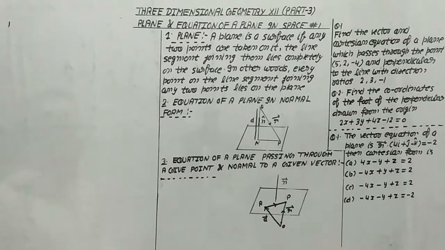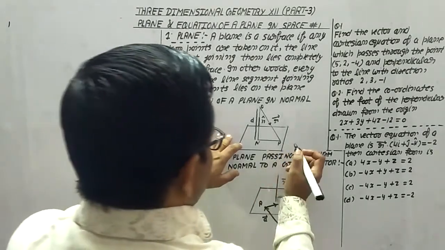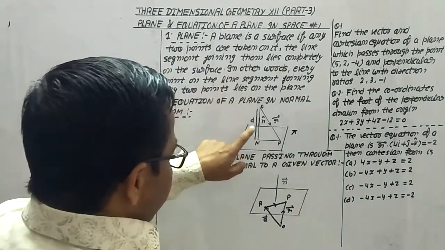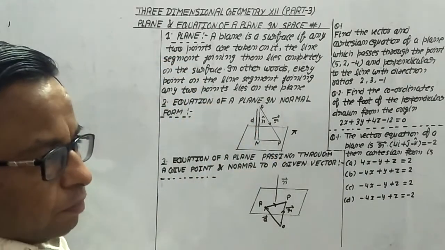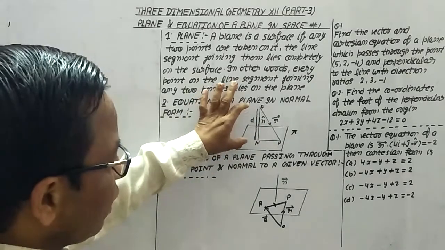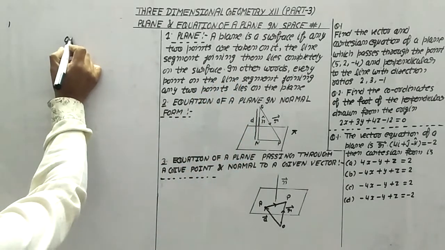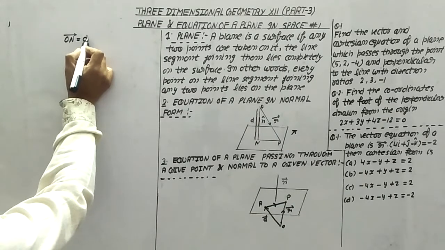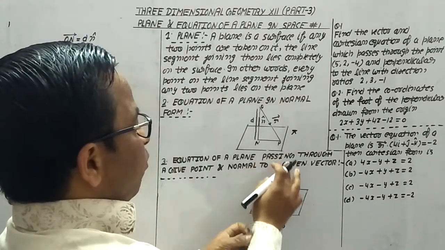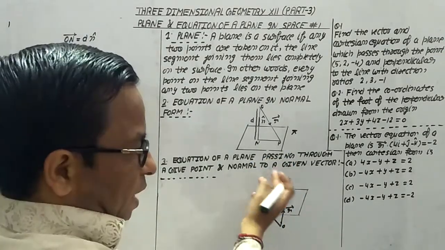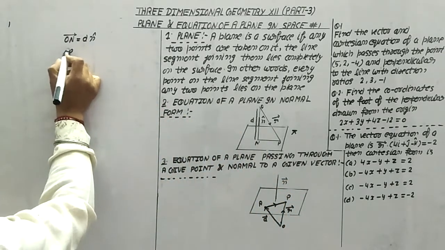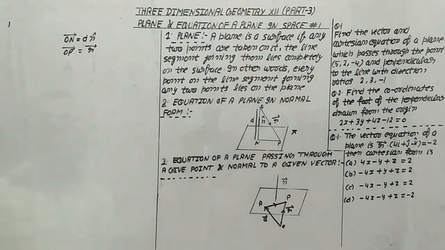How will we generate this equation of a plane? For this, let us suppose we have this plane pi, and from the origin we draw ON perpendicular to this plane, and n is the unit vector along this, d is the length of ON. Then we can say that the vector ON is given by d times n cap, and we take any arbitrary point P on this plane. The position vector of this P is OP, equal to vector R.